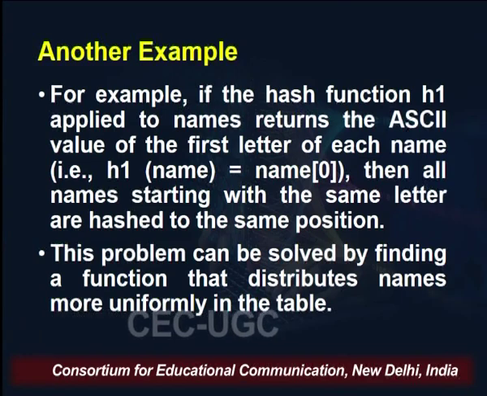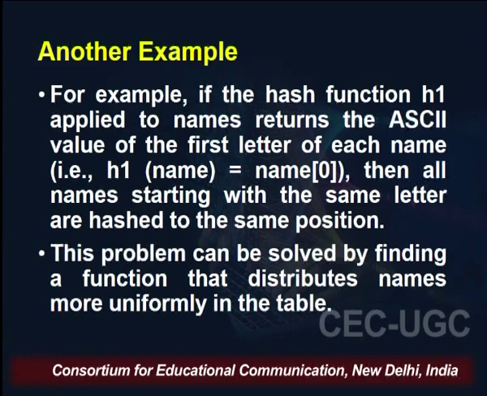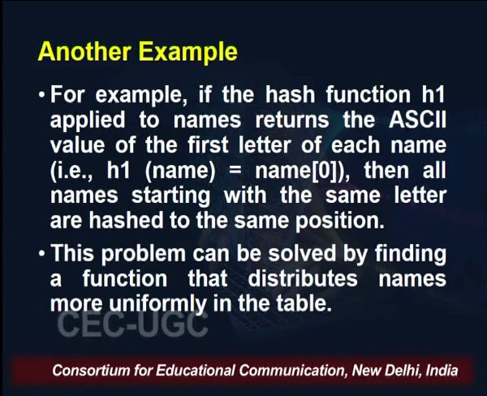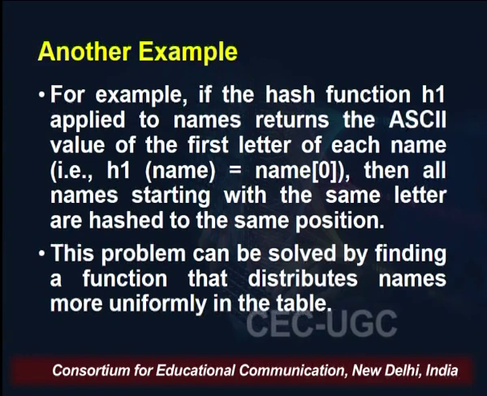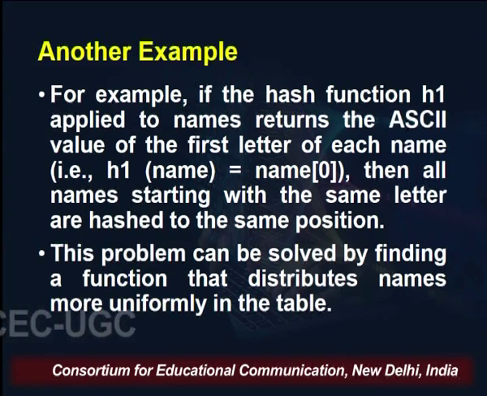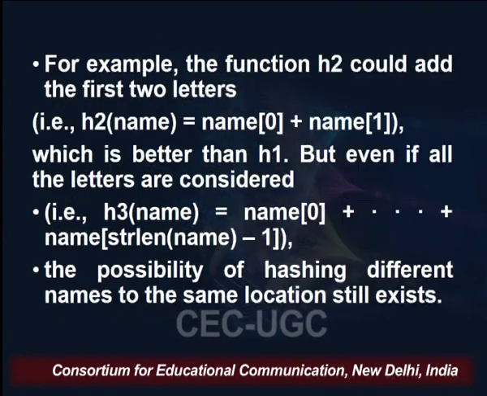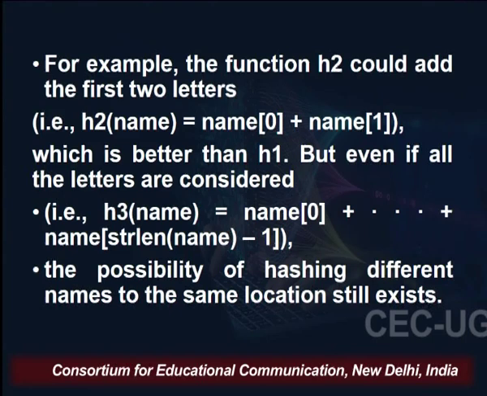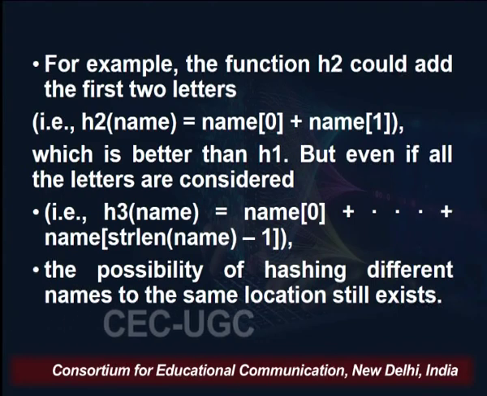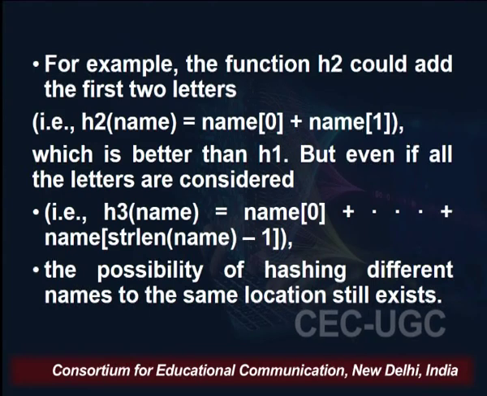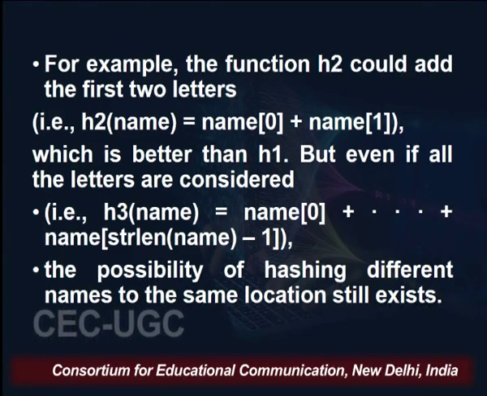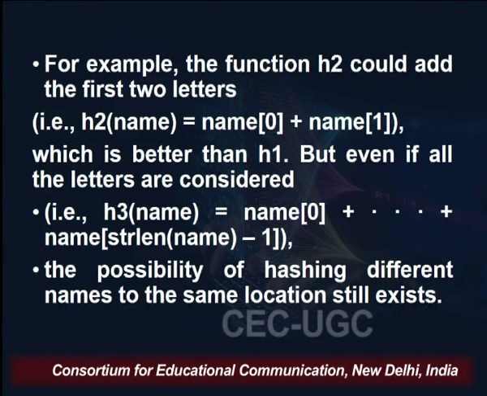All the names starting with A will be hashed to one particular slot, all the names starting with B will be hashed onto the same slot, and in this way there is going to be a lot of collision scenarios. Now in order to solve that problem, let us tweak it a little bit. We are going to have a new function h2, which is going to add the ASCII value of the first two letters. So h2 of name is equal to name[0] plus name[1].